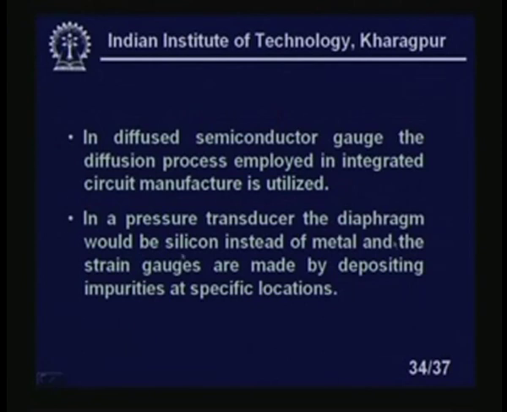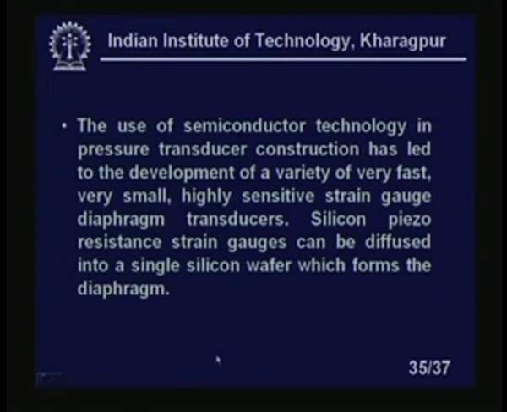So, I will not be using any metals, not brass, steel, anything. I am using the semiconductor wafer itself as a diaphragm, and where I want the particular strain gauge, that position will be doped, right. As I told you, the pressure transducer diaphragm would be silicon instead of metal, and the strain gauges are made by depositing impurities at the specific locations. The use of semiconductor technology in pressure transducer construction has led to the development of a variety of very fast, very small, highly sensitive strain gauge diaphragm transducers.